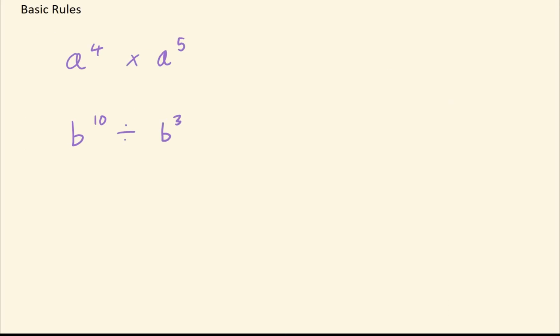So starting with the basics, these are the basic rules: when you're multiplying powers, to get the answer you need to add those powers together. So this will be a to the 9. And when you divide the indices, you want to subtract the powers. So 10 minus 3 is 7, so this will be b to the power 7.